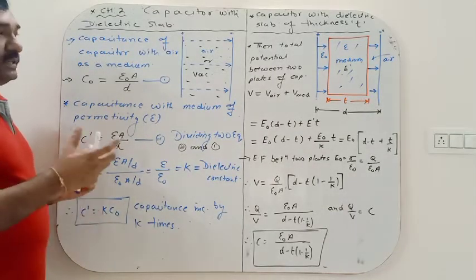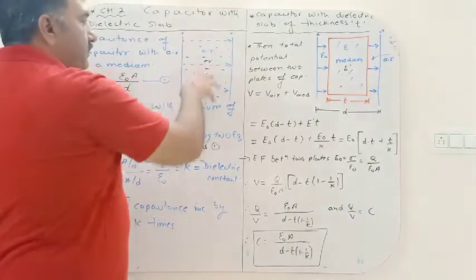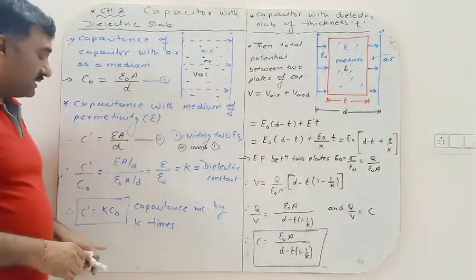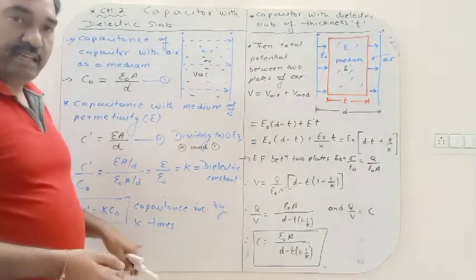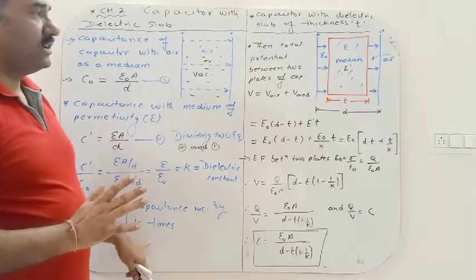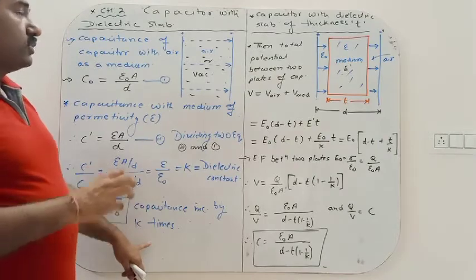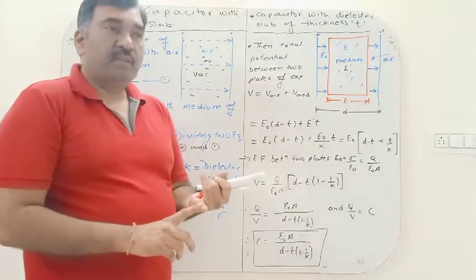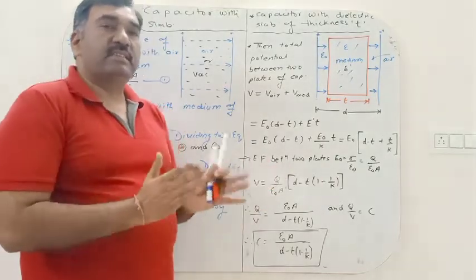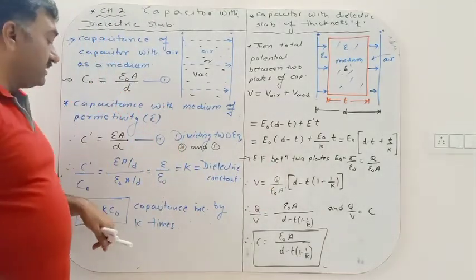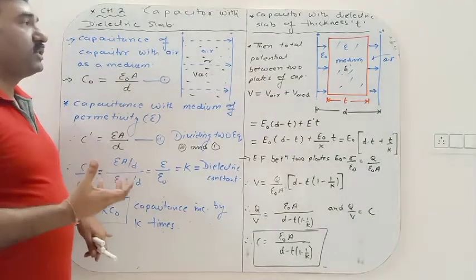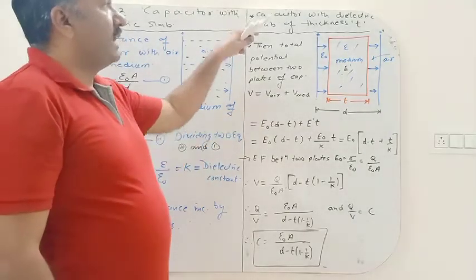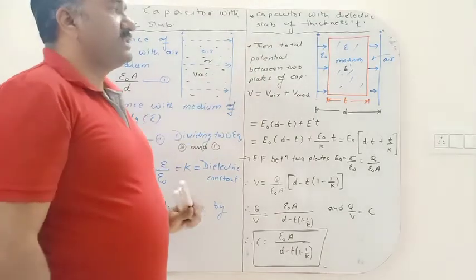So this means that when you introduce an insulating material between the two plates of the capacitor, its capacitance increases by K times, where K is the dielectric constant. So if you want to increase the capacitance, you can increase the area, you can decrease the distance between the two plates, and you can also change the medium between the two parallel plates. In the next topic, capacitor with a dielectric slab of thickness t.